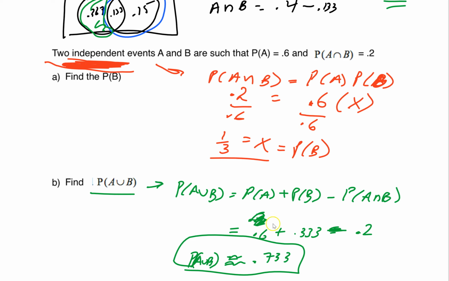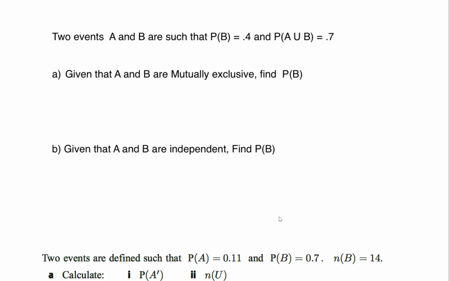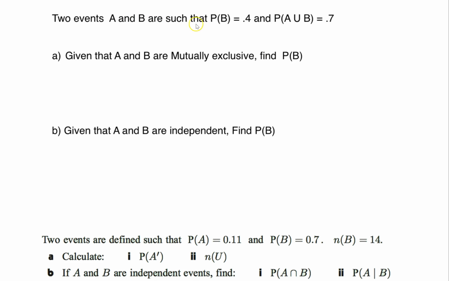Let's do another example of this, but with a little bit of a twist. Two events A and B are such that probability of B equals 0.4, probability of A union B equals 0.7. So now they give me B and they give me the union. Given that A and B are mutually exclusive, find the probability of A. The key to this is you gotta remember what mutually exclusive means. It's in your formula sheet a little bit, but really what mutually exclusive means is that they have nothing in common. So the intersection is 0.